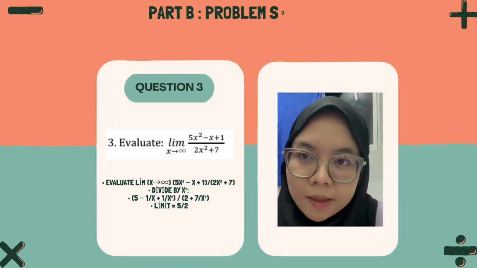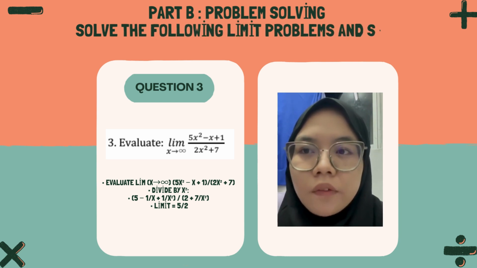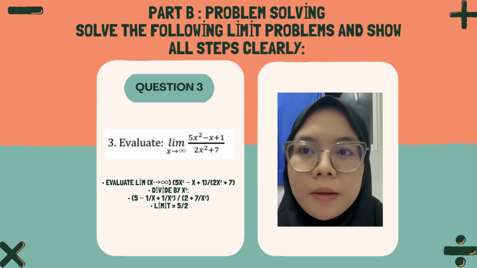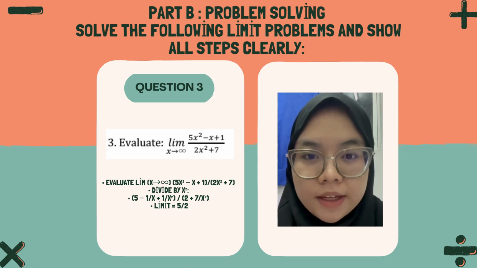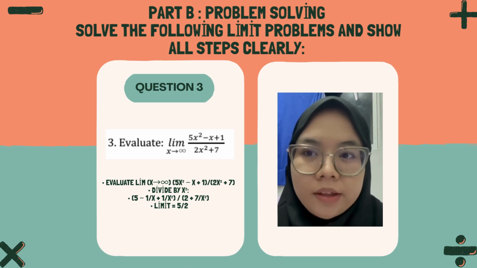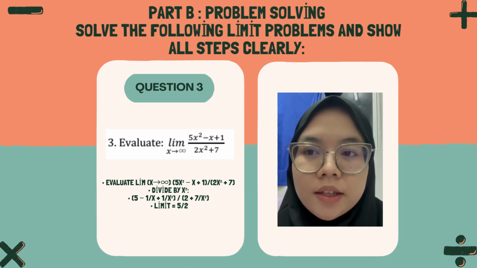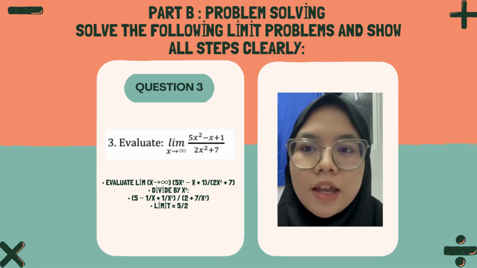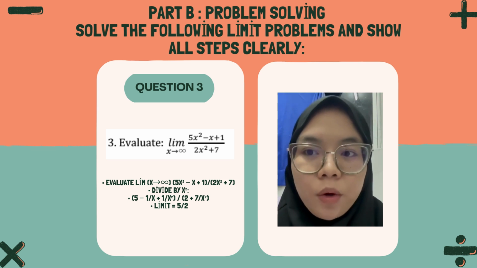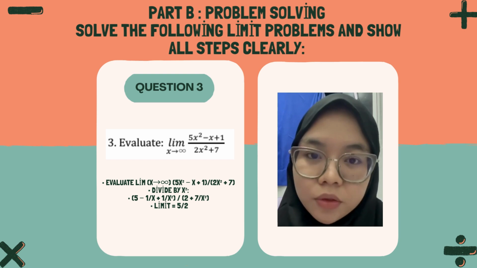Limit problem number 3. Evaluate the limit as x approaches infinity of the quantity (5x squared minus x plus 1) divided by (2x squared plus 7). Divide by x squared: (5 minus 1 over x plus 1 over x squared) divided by (2 plus 7 over x squared). The limit equals 5 over 2.